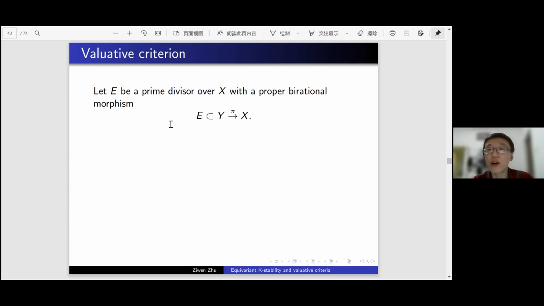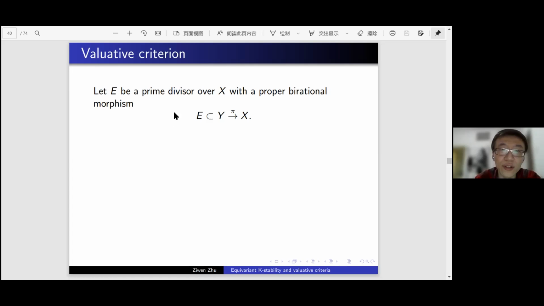Next I want to talk about the valuative criterion for K-stability. The K-stability notion is quite hard. Even for the definition of equivariant K-stability, we need to look at degenerations of X. So people are trying to have a more algebraic criterion, with notions that people are more familiar with. If we just look at the information on X itself, we have valuation theory, through which we can get K-stability on X.